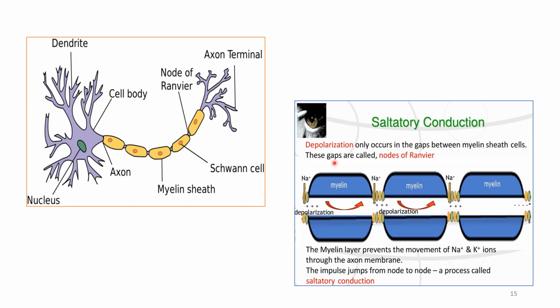The depolarization only occurs in the gaps between the myelin sheaths. Why is it not occurring in this area? Because the myelin layer prevents the movement of sodium and potassium ions through the cell membrane, that is, the axonal cell membrane. So here depolarization is happening, then again here it is happening, then here it is happening. So it appears that the impulse is jumping from one node to another node. This is called saltatory conduction. It enables faster conduction in the nerve.